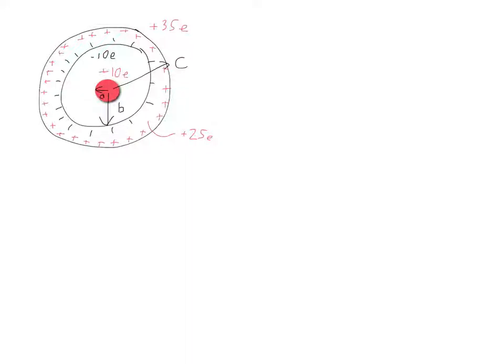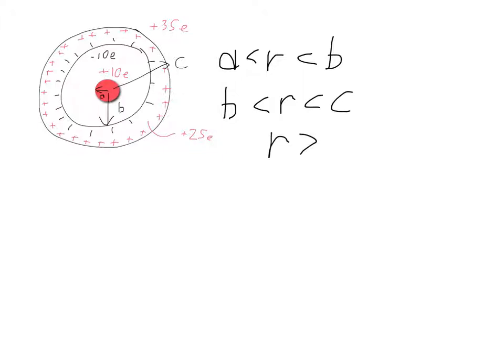So there's basically a few different regions that we can try looking at the electric field. We could look at the electric field between radii A and B, so the inside of the shell and outside of that central charge. We can look at the radius between B and C, basically inside that conducting shell, and we can look at the radius outside of C.